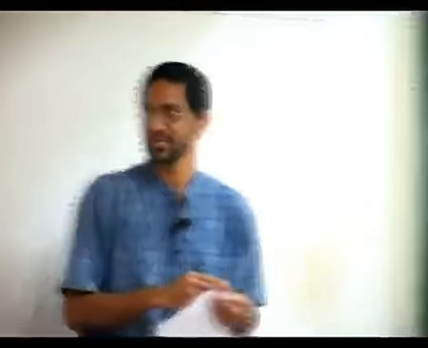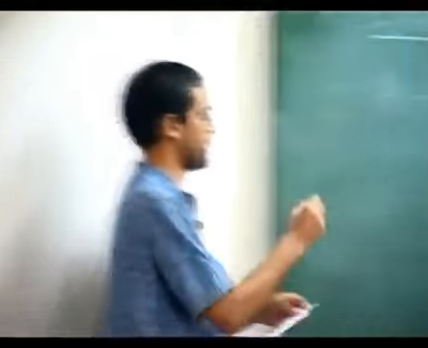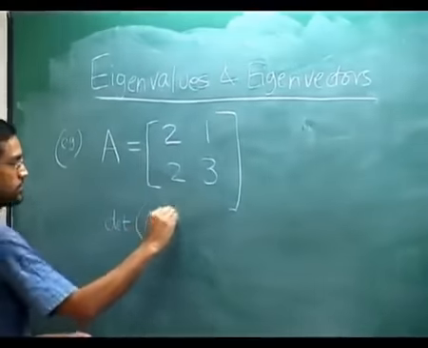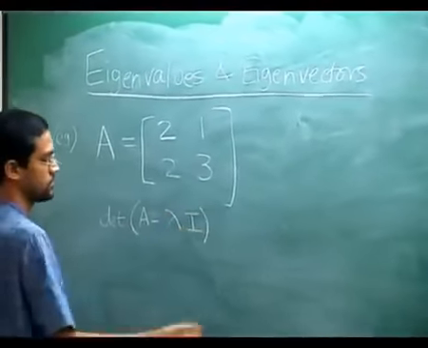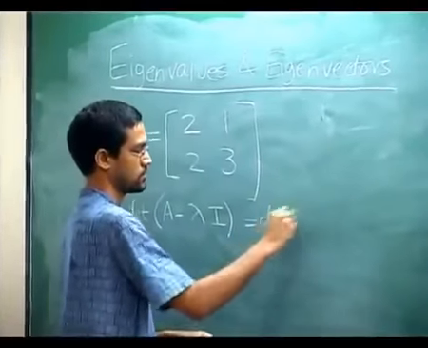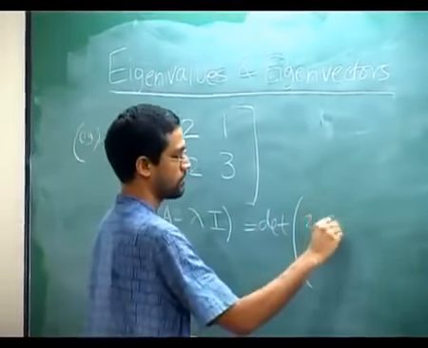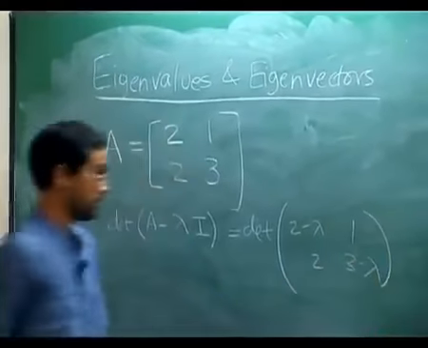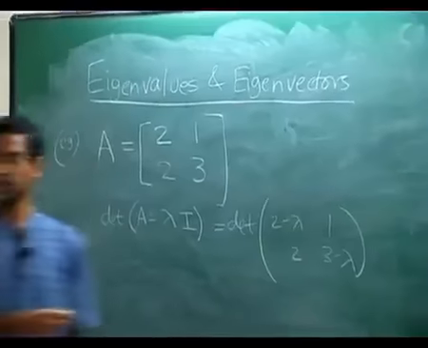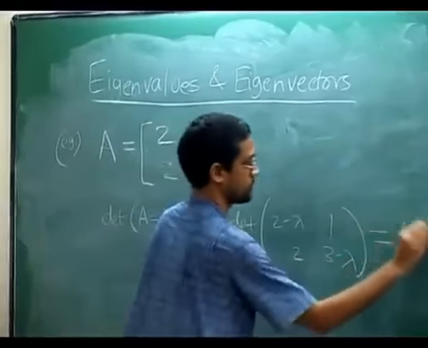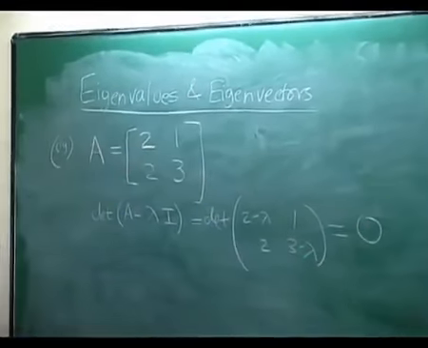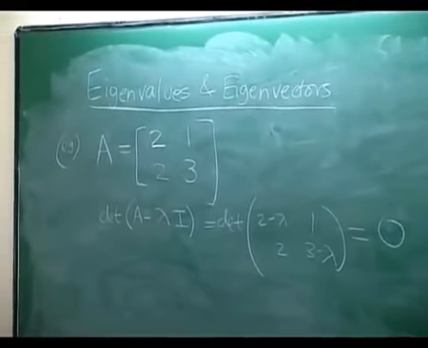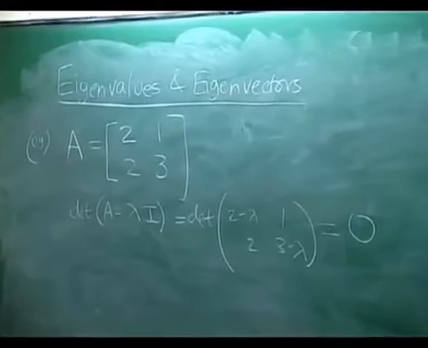Determinant of this minus lambda I. Okay, fine. So we start out by doing this. We compute determinant of A minus lambda times the identity, which in this case is 2 minus lambda, 1. And the equation we want to solve is this equal to 0. Right? So solving this equation will give us two values of lambda, which we call the eigenvalues, right?